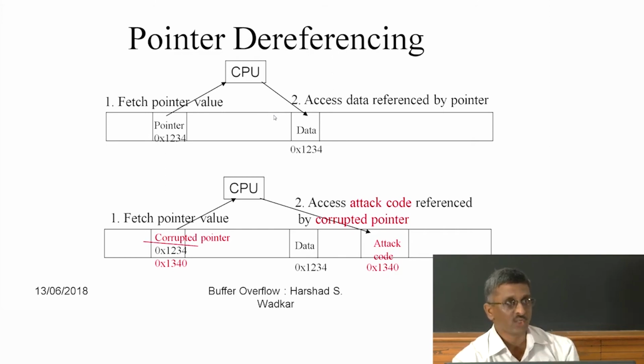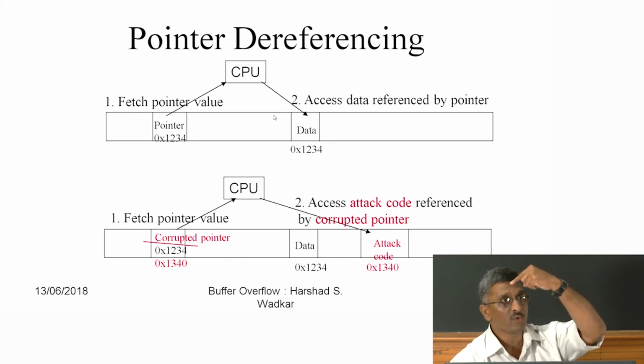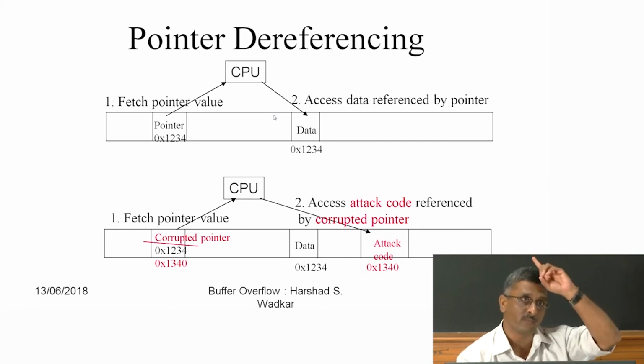This is the attack scenario. Okay. So 1 2 3 4, I wanted 1 2 3 4. Now what the attacker has done is, instead of 1 2 3 4, he has modified it to 1 3 4 0. So at run time the code will go to 1 3 4 0 and the attack will happen.